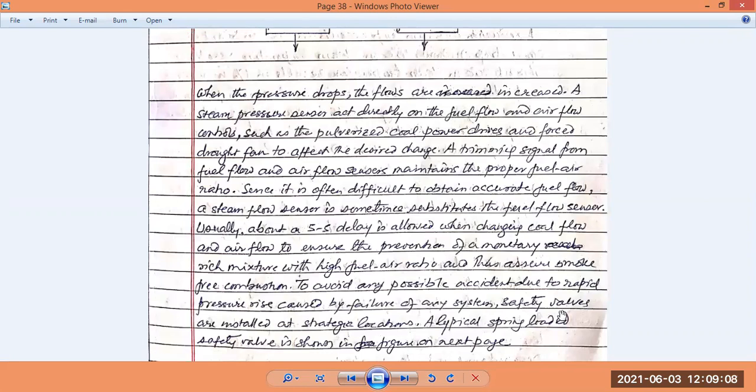When the pressure drops, flows are increased, and a steam pressure sensor acts directly on the fuel flow. The steam pressure sensor will control the fuel flow, and airflow controls fuel and airflow, such as the pulverized coal power drives and the forced draft fan, to affect the result change.